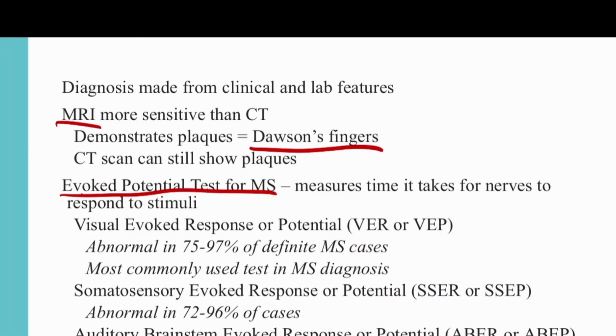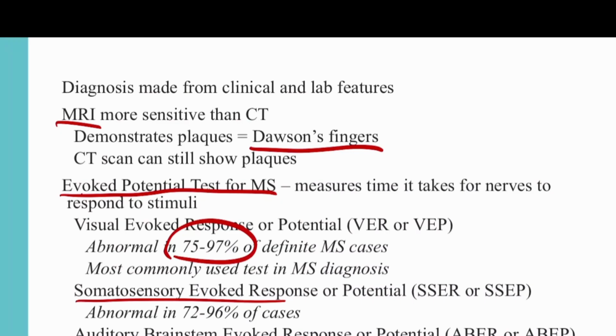And what kind of disease is multiple sclerosis? Demyelinating disease. So is that conduction going to be able to travel as fast as it should? No, and that's what you're going to see. You're going to see a reduction in conductive velocity with these potentials. It's abnormal in 75 to 90% of definitive MS cases; they're going to have some deficiency in these potentials. You can also do a somatosensory evoked potential, an auditory brainstem evoked potential. There's a bunch of different ones, but remember, we're looking at nerve function.